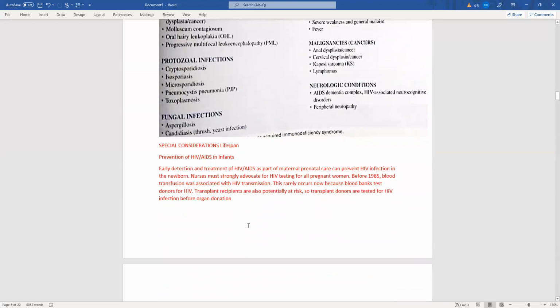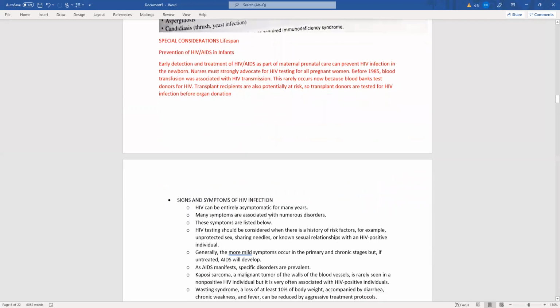Early detection and treatment of HIV/AIDS as part of maternal prenatal care can prevent HIV infections in the newborns. Nurses must strongly advocate for HIV testing for all pregnant women. Before 1985, blood transfusion was the main cause of people transmitting HIV. This rarely occurs now because of the blood banks and the donors, the tests and everything. Even with organ donations, they're going to be tested as well.